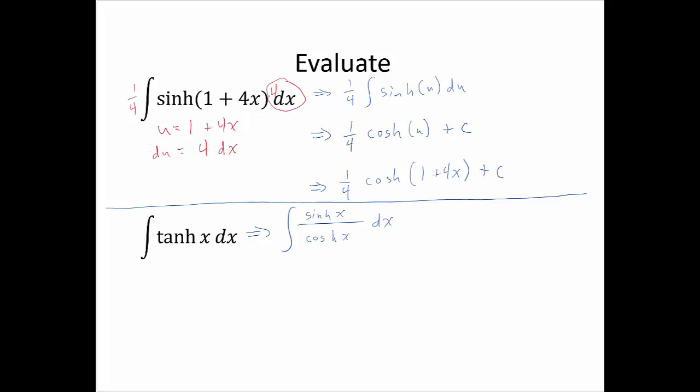Now we'll make a substitution. We know that there's a relationship between the hyperbolic sine and the hyperbolic cosine, and that they're derivatives of each other. So if I let u equal the hyperbolic cosine of x, then du is the hyperbolic sine of x dx. And we see that that shows up already, so we don't need to bring anything else in with this substitution. And so this becomes the integral of 1 over u du.